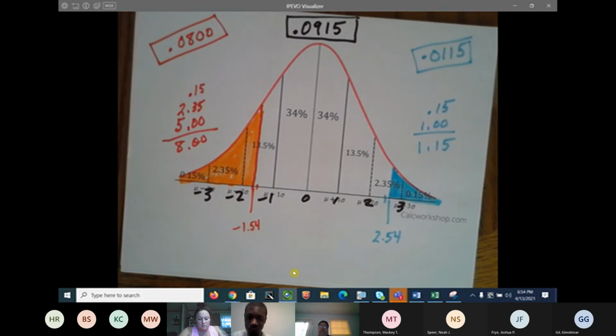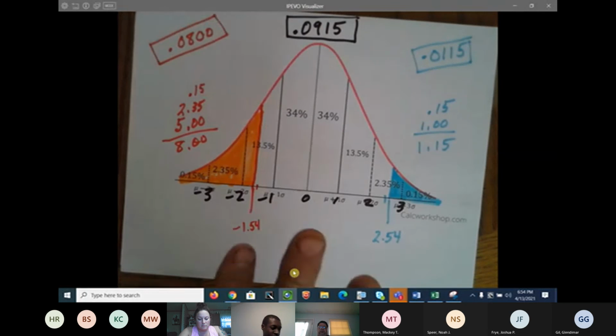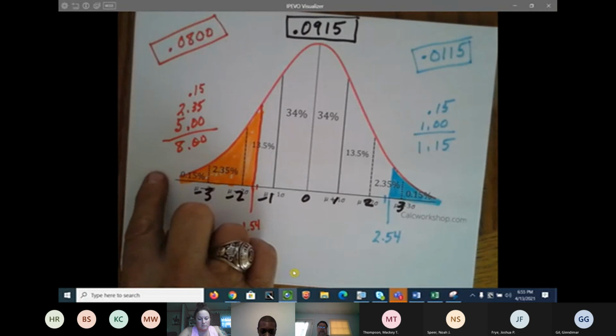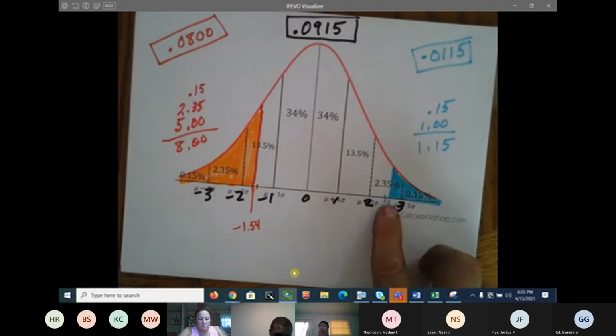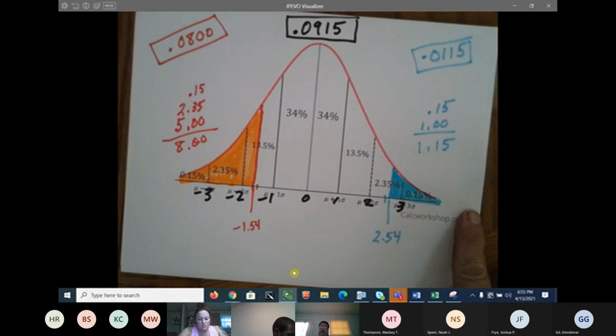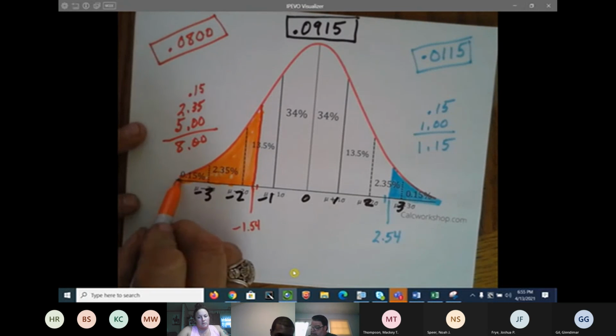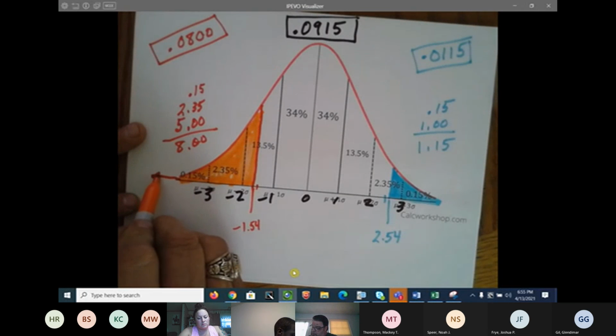And then when you get through doing the empirical rule, I want you to go from negative 9999 to negative 1.54, and then 2.54 to 9999, and add those two together. So y'all work on that. I'll put the negative 9999 right here.